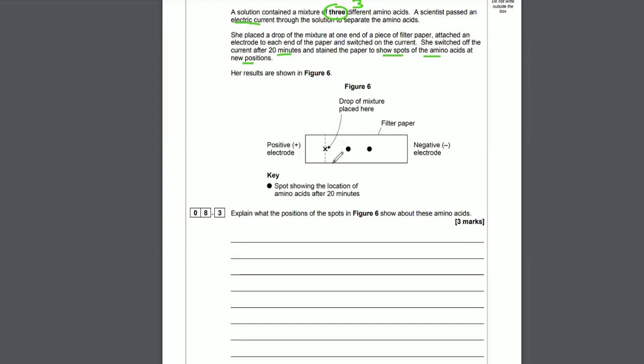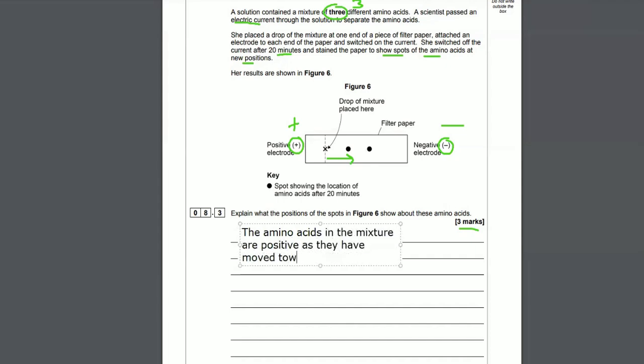She switched off the current after 20 minutes. We can see the spots of the amino acids in new positions. Explain what the positions of the spots in figure 6 show about the amino acids. Pause the video, have a go. Okay, you can see I put a plus and a minus at the start and the end. So we know the spots have moved towards the negative side.